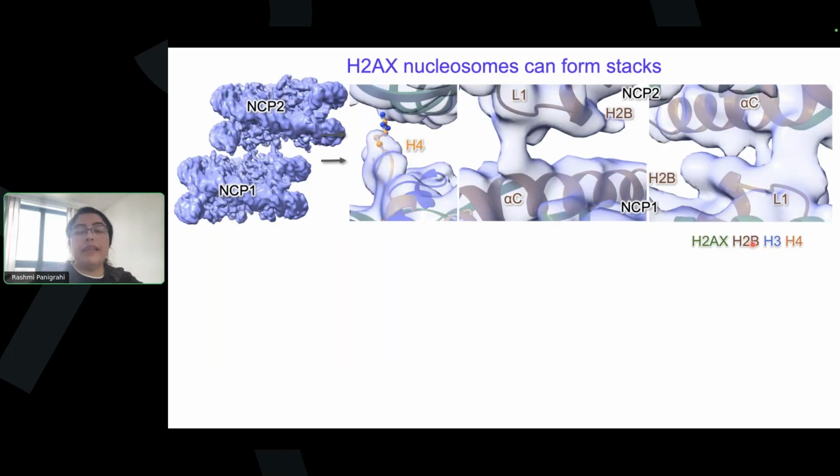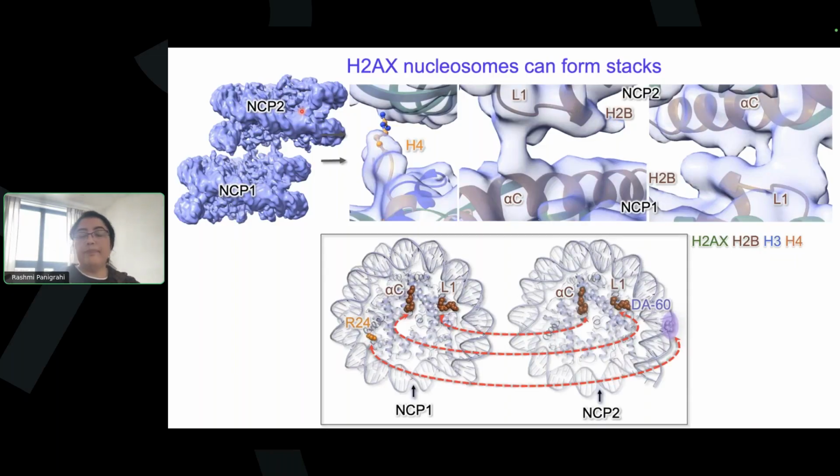Now, think of this nucleosome interaction as a sandwich, and if we open it up to have a better view of the interaction, we can see that here again, color-coded, H4 N-terminal arginine 24 interacts with the DNA of the NCP2, and similarly the H2B elements of NCP1 interact with similar H2B elements of NCP2.